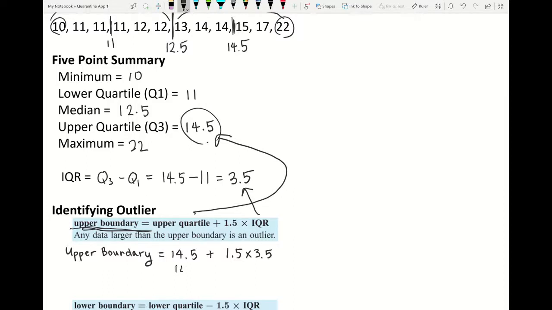So it's 14.5 plus 5.25, which is 19.75. Now, what does that mean? It means that any number right here, any data larger than upper boundary is an outlier. That means if there are any numbers that are bigger than 19.75, that will be an outlier.